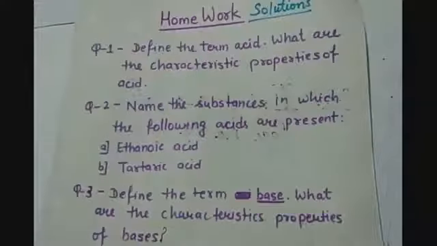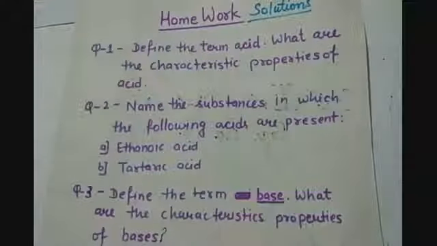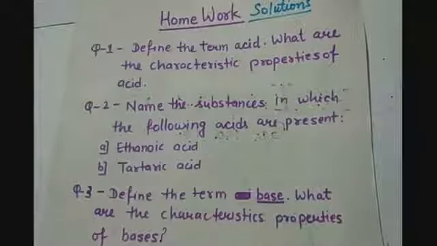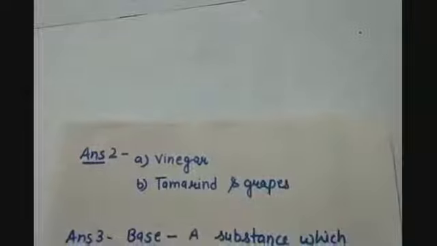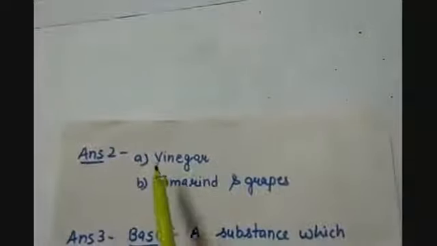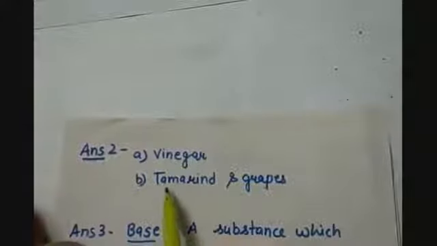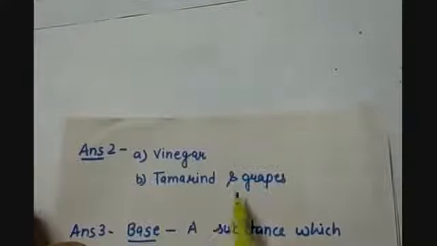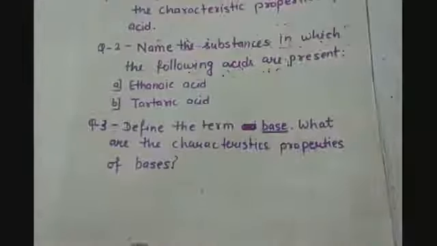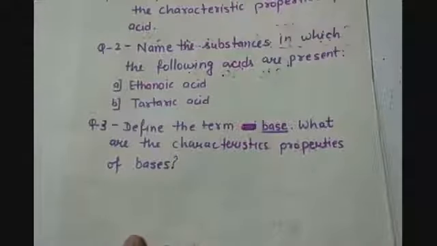The second question is, name the substance in which the following acids are present. First, ethanoic acid. Second, tartaric acid. The answer is that ethanoic acid is present in vinegar and tartaric acid is present in tamarind and grapes. Question number 3 is, define the term base. What are the characteristic properties of bases?